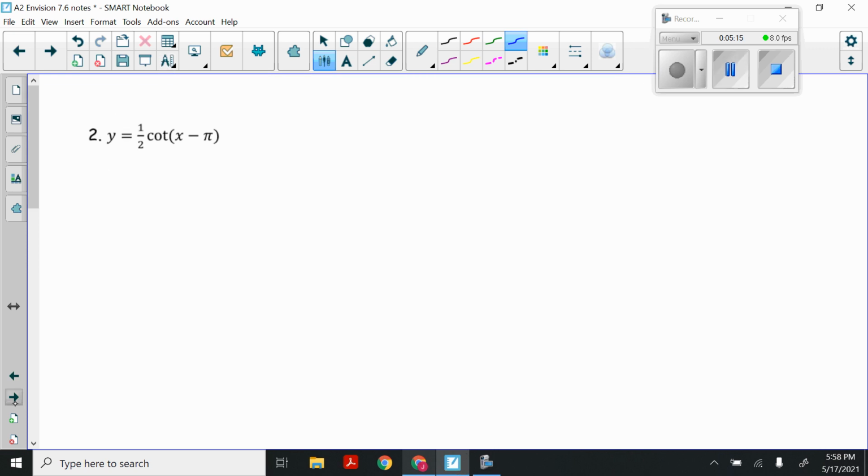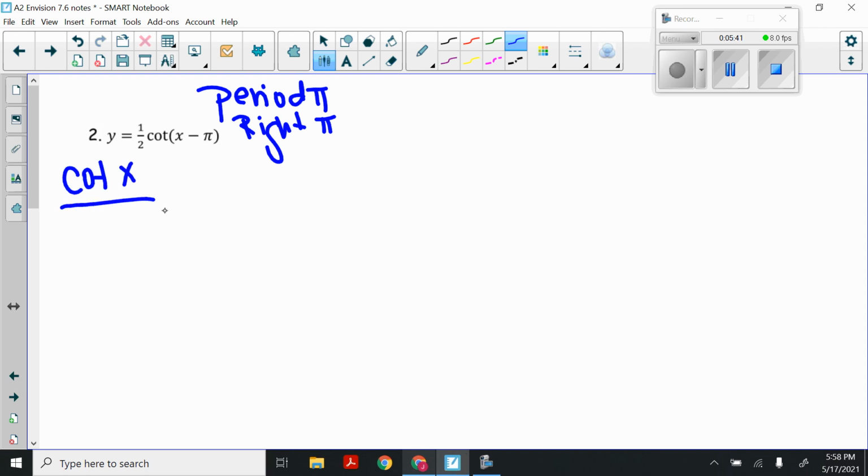Let's look at number 2. y equals 1/2 cotangent of x minus pi. Again, I see that the period hasn't changed, so I know that my period is still pi. So we don't have to worry about that. I see that it's going to go right pi units. Again, let's make a table of our basic parent, the cotangent of x.